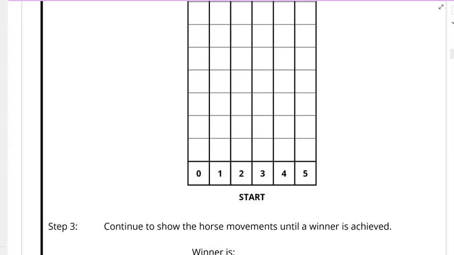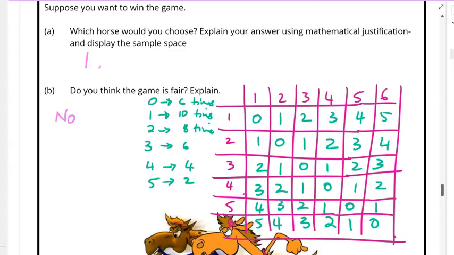So I'll let you think about that. Think about, you might want to do a little sample space sketch to see what that might look like. Up to you. So using this sample space, 1 will come up the most, followed by 2.